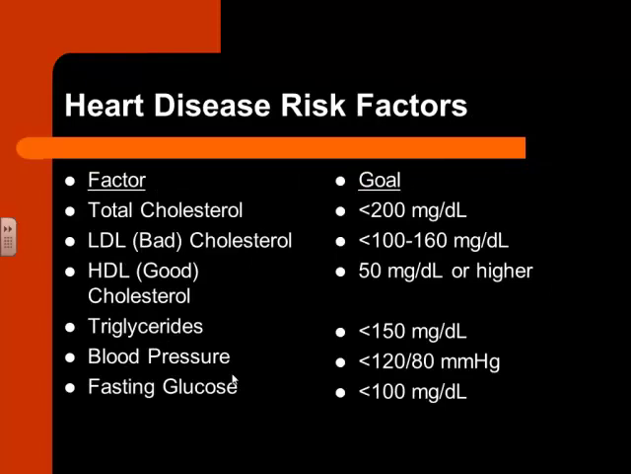So more risk factors here. Total cholesterol, they like to see less than 200. LDL, which we call the bad cholesterol, less than 100 to 160. The HDL cholesterol is the good cholesterol, so they like to see 50 or higher. Triglycerides less than 150. Blood pressure, the new American Heart Association guidelines, about 5 years ago I think they came out with this, that blood pressure should be less than 120 over 80. And then fasting glucose should be less than 100.